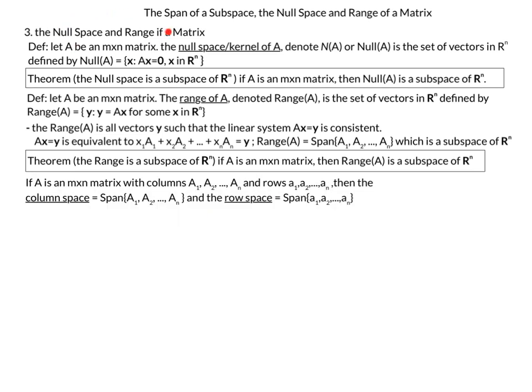Now we've defined the null space and range. We do have two more things to define, which is the column space and row space. So if A is an m by n matrix with columns a1 through an, and rows little a1, little a2 through little an, so now these are not just single entries, they're actually representing the rows. Then the column space is equal to the span of our column vectors, and the row space is now equal to the span of our row vectors. We're treating each row now as a vector.